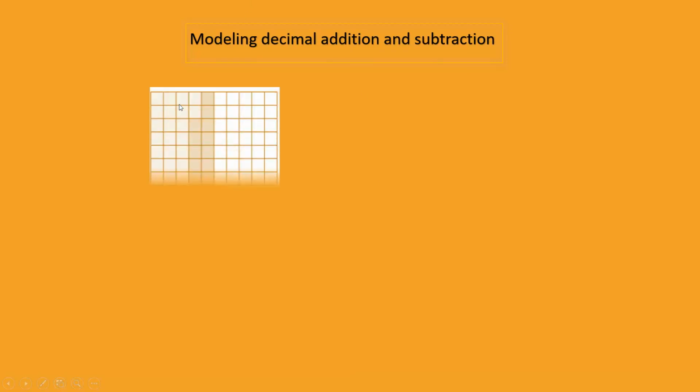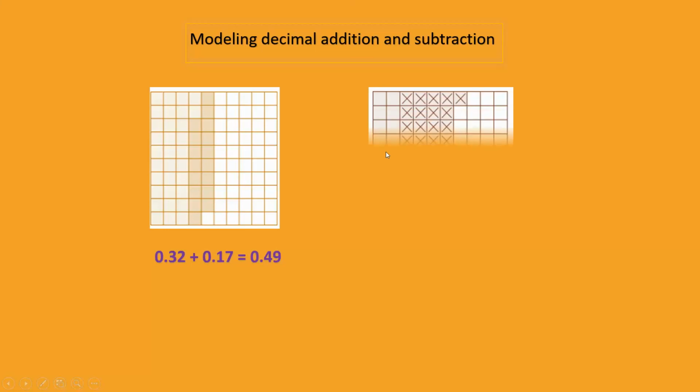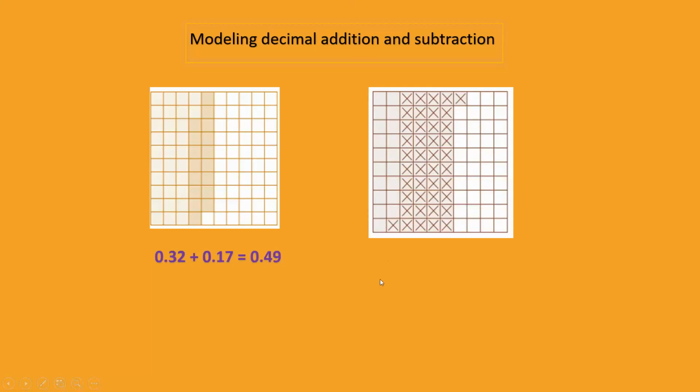Modeling decimal addition and subtraction. If we have a model like this, if we count, it will be 0.32 plus 0.17. So counting all, it will be 0.49. Here, 0.61 and take away 0.42. So the rest, if we count, will be 0.19.